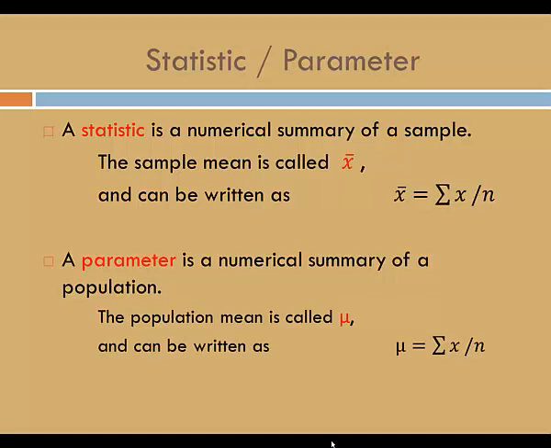A parameter is a numerical summary of a population. The population mean is called mu and can be written as mu equals the sum of all the data values divided by the size of the population.